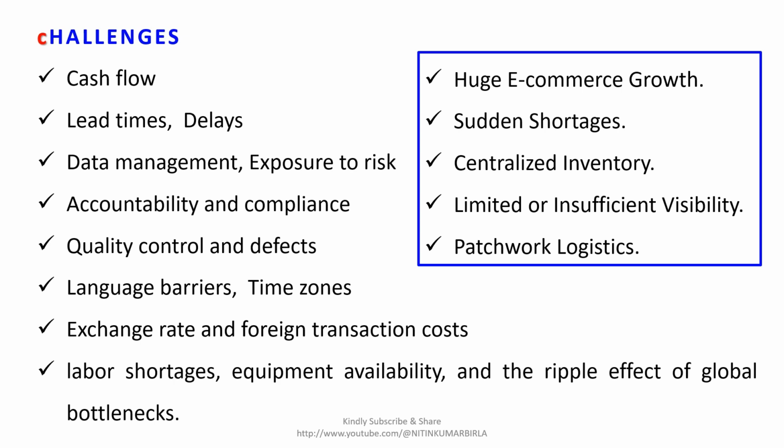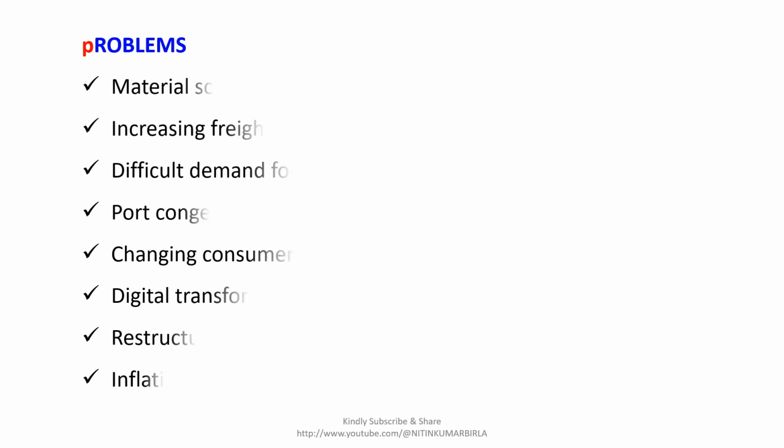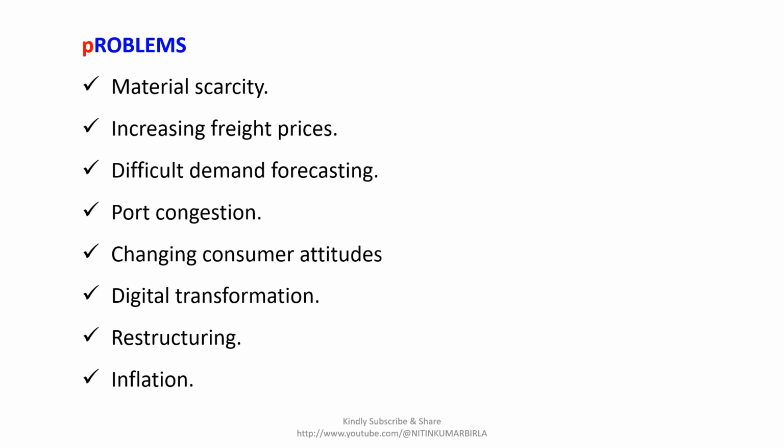So we discussed solutions yesterday, and we are looking at what those solutions are required for. They are required to mitigate this kind of challenges. Challenges, problems. What is the problem? Material scarcity, raw material scarcity. Suddenly your crop got bad, and you have cotton availability almost negligible in the region. So you have to import it because you are a garment manufacturer. Correct? Increasing freight prices is a problem. Difficult demand forecasting is a problem. That's why in 4PL and 5PL we are addressing demand forecasting.